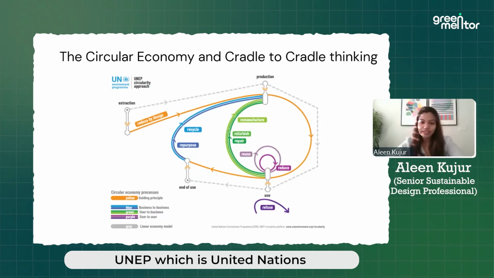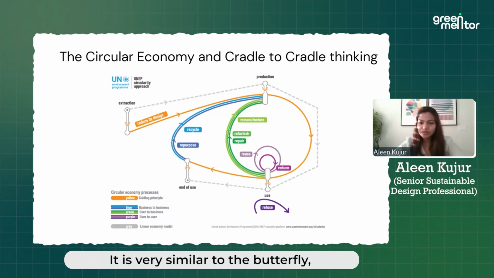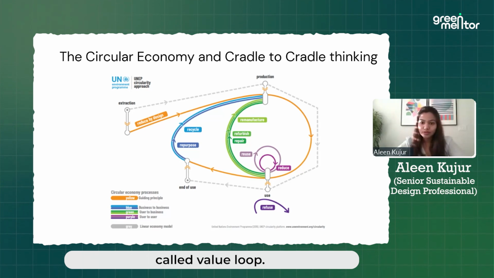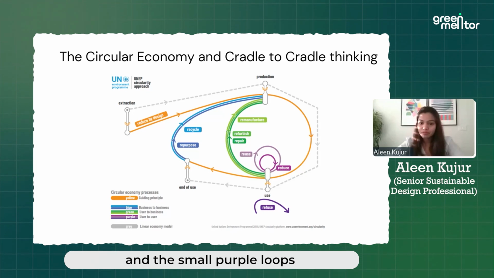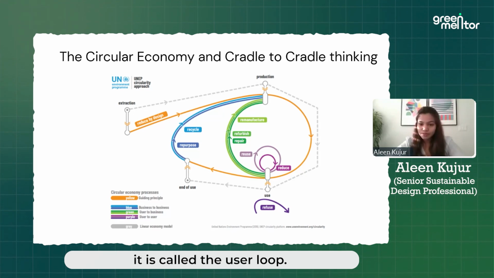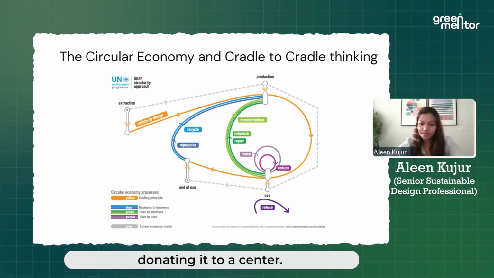Similarly, UNEP, the United Nations Environment Programme, had their own circular approach. It is very similar to the butterfly, but they have proposed it as loops called value loops. The first one, as you can see, is by design, like decreasing waste or improving the product by design. That's the first loop. And the small purple loops are called the user loops. The product can be extended and recirculated by the user, like by repairing it, reusing it, or donating it to a thrift center.